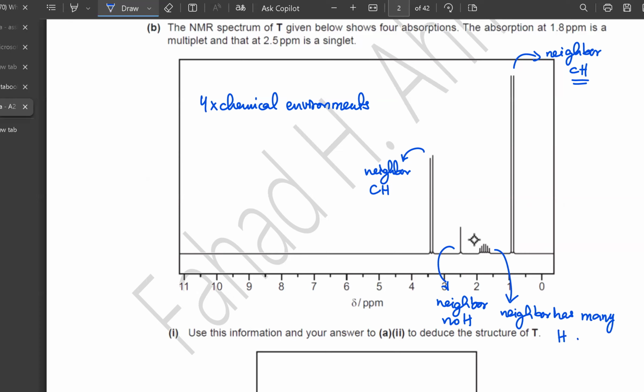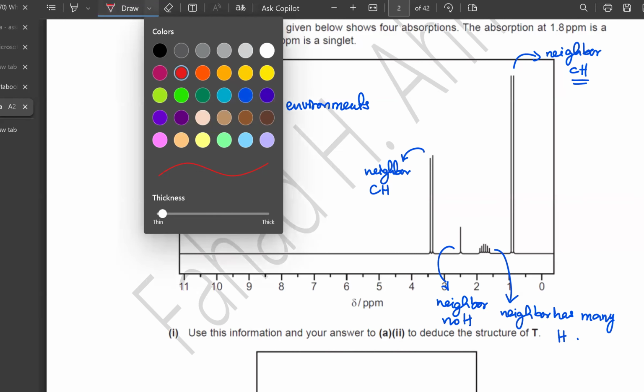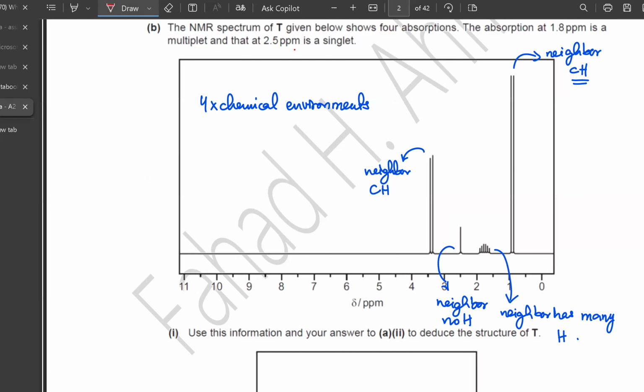Is that clear? Yes, sir. Okay, and that's the only information that you're getting. So that is not sufficient to figure out what the molecule is. I can't draw a molecule based on that. The neighbor has one H, this neighbor has one H. I just know that there are four environments.